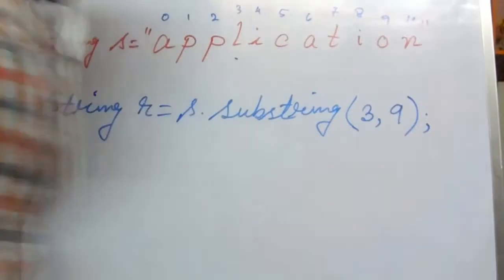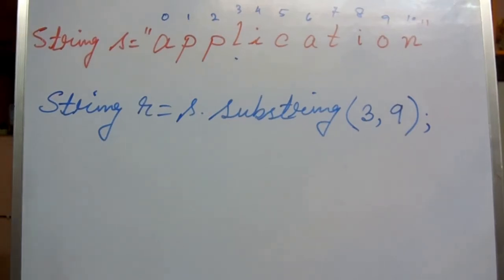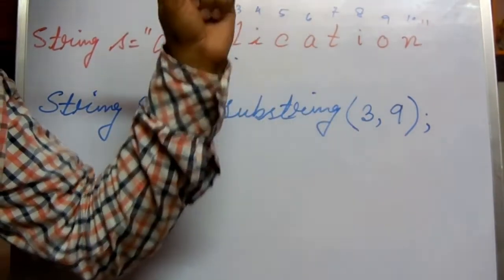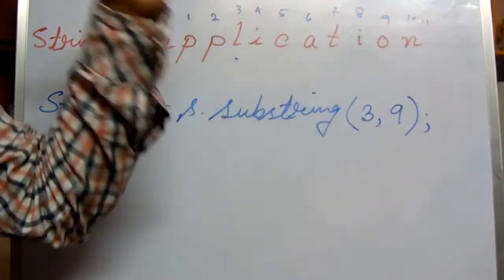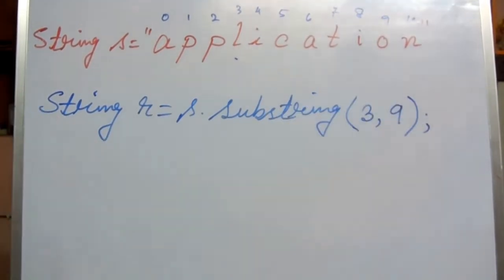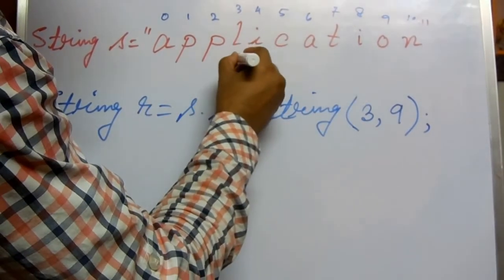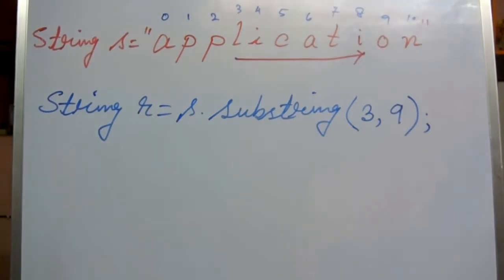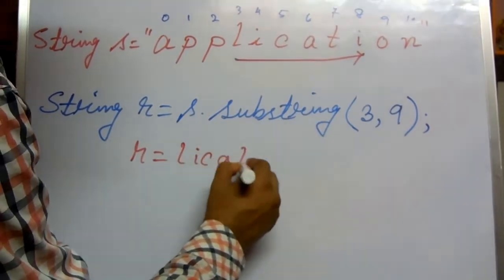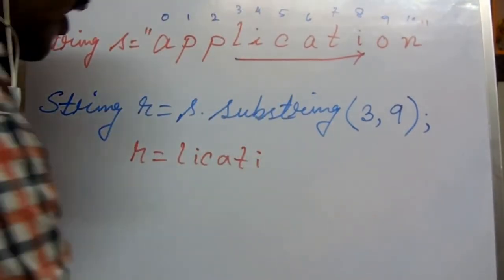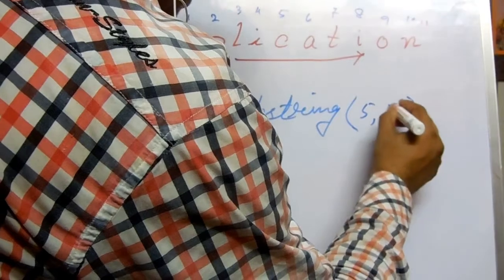So always remember, whatever second argument we are providing, it will not extract till the second argument, it will extract before the second argument. Since we have given 9 here, it will extract till 8. So from here to 8 it will extract, till I. So the value of R will be LICATI.